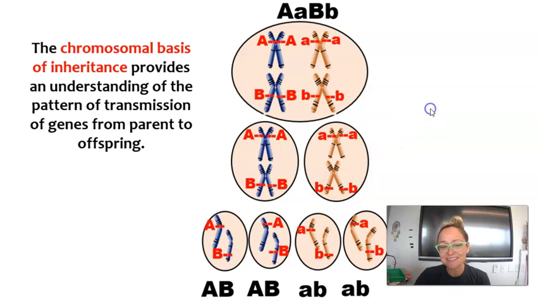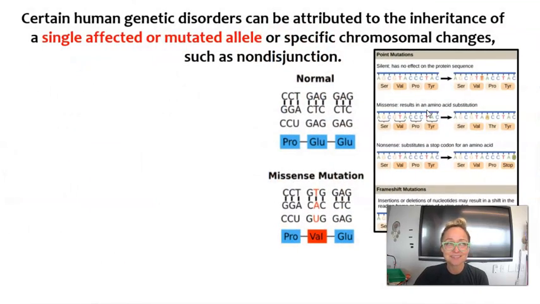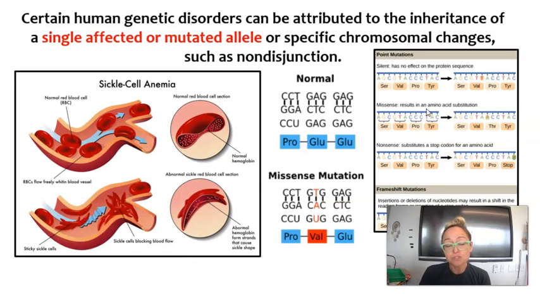Then our last standard in this topic 5.6 is about human diseases or disorders. Human genetic disorders can be attributed to the inheritance of a single affected or mutated allele or specific chromosomal changes such as non-disjunction. So the first one we'll talk about is sickle cell anemia.